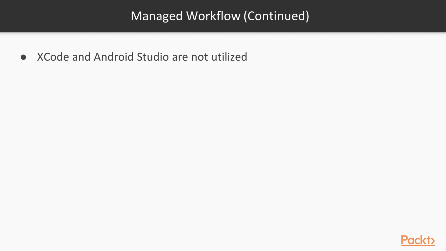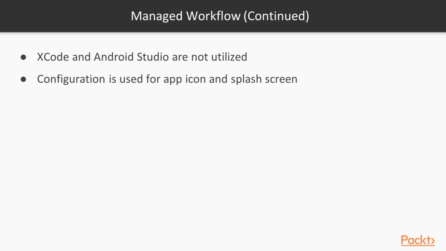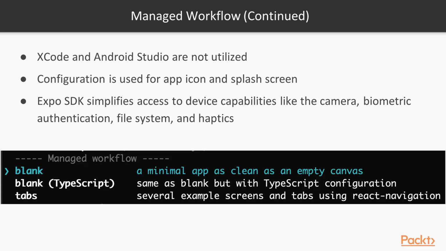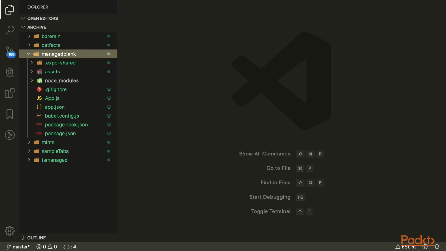When working with the managed workflow, there is no need for Xcode or Android Studio. Items like the app icon and splash screen are handled by configuration by a file named app.json. The Expo SDK also simplifies access to device capabilities like the camera, biometric authentication, file system, and haptics. Now, as you can see, the Expo CLI provides three options: a blank for JavaScript or TypeScript, or a sample app that comes with React Navigation pre-configured with several screens. Let's review what the output for each of these options looks like, so when you start your application, you can choose what the right fit is for your needs.